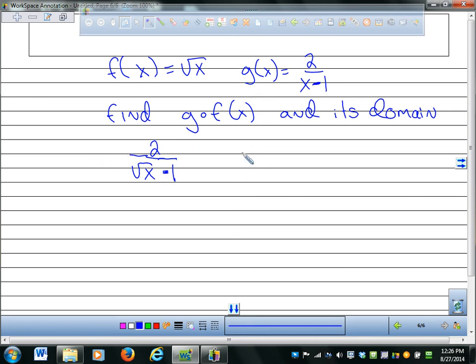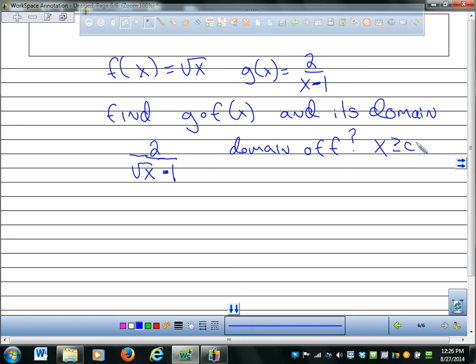The domain, what's the domain of f? What has to be true about x? It has to be greater than or equal to 0, right? So x has to be greater than or equal to 0.